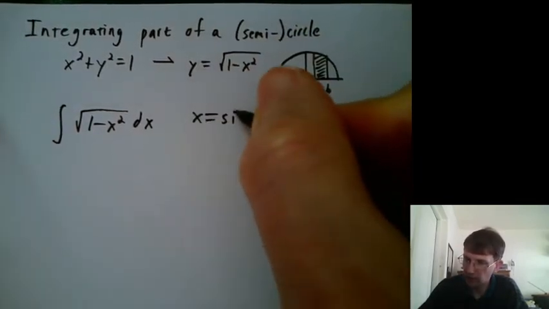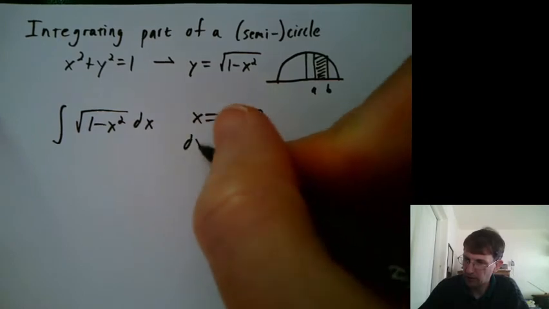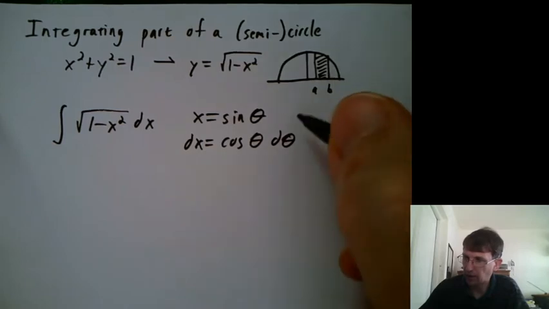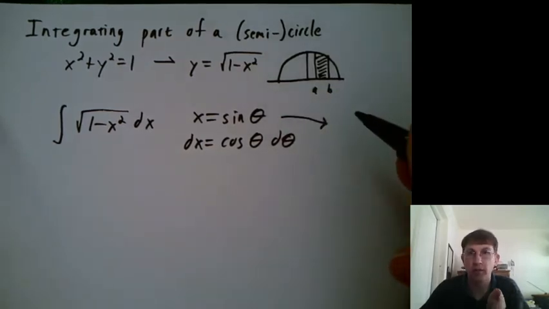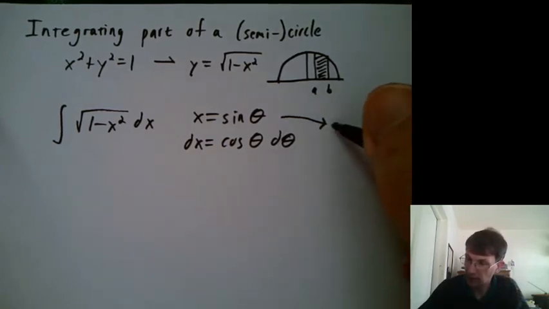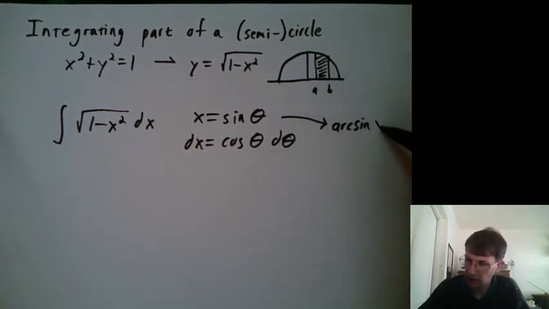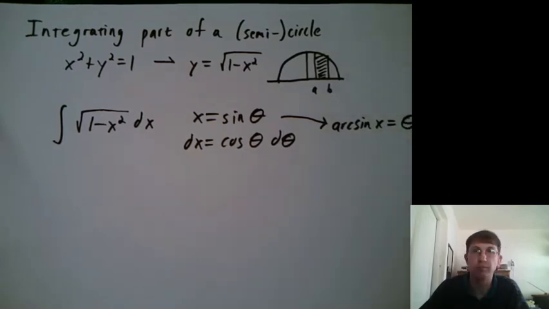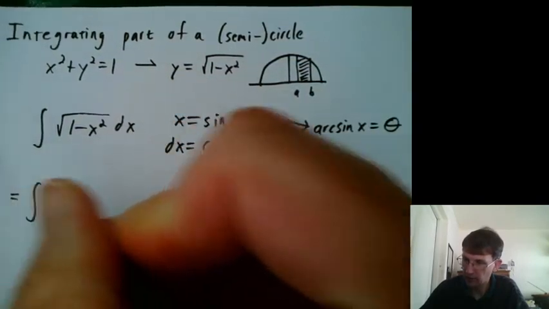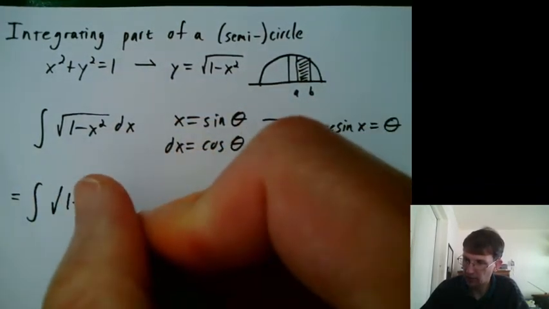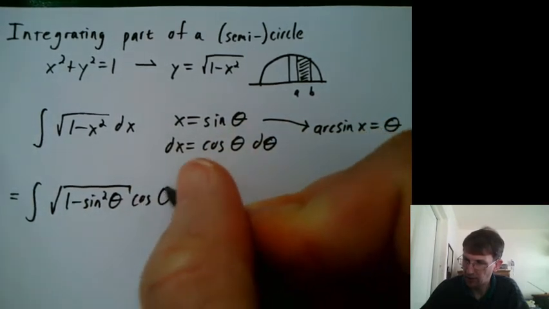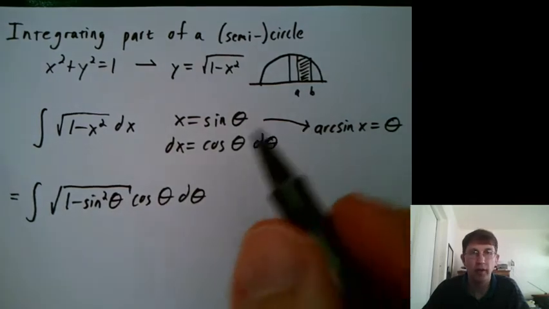We'll say x equals sine theta, dx equals cosine theta d theta. And we know later when we back substitute, we're going to want to be able to say what is theta in terms of x. So we'll just write that here while it's handy. Arc sine x equals theta. All right, so let's substitute in the integral here. So square root of 1 minus sine squared theta, cosine theta d theta. Pretty much what we did last time.